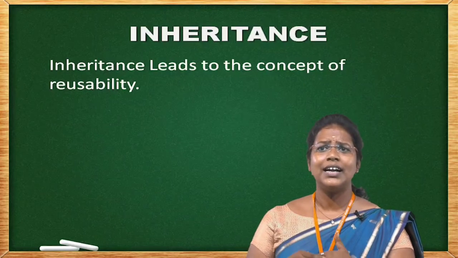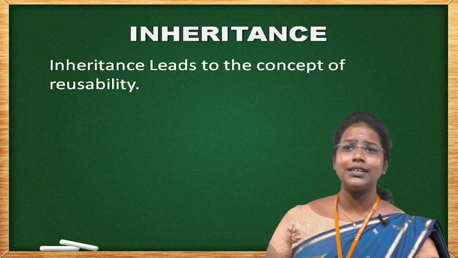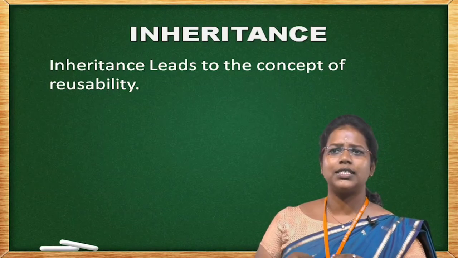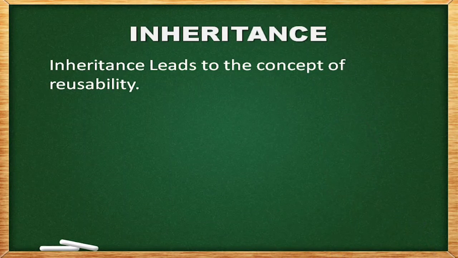Assume that the base class consists of 100 lines of code, and you want to use the same 100 lines of code in the derived class. Through the concept of inheritance, we can use it directly without rewriting the same 100 lines of code in the derived class. This is the concept of reusability, which is the main advantage of inheritance.